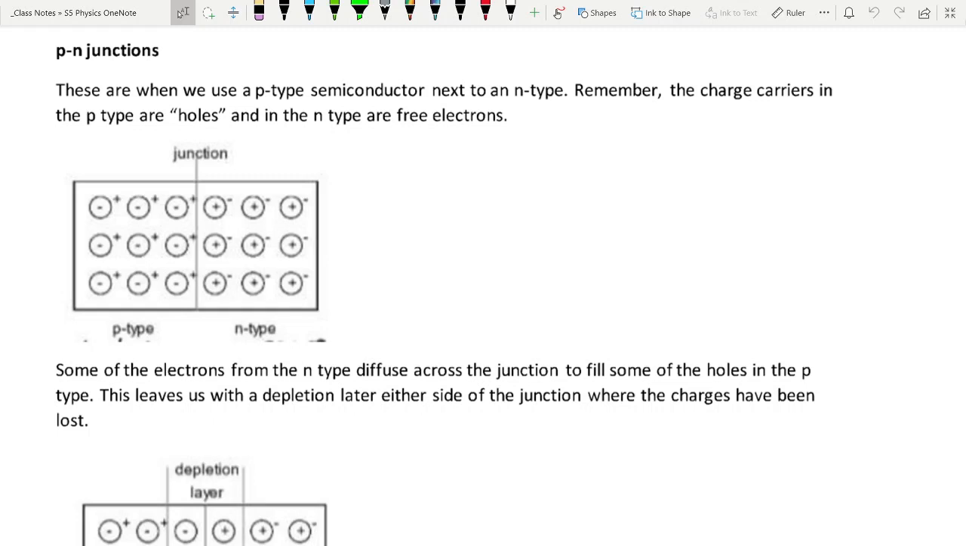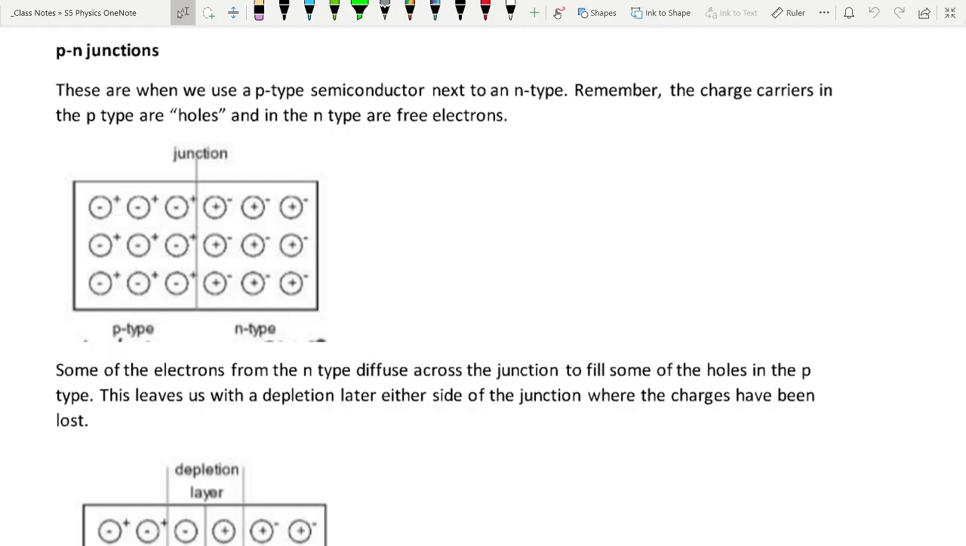Right, okay. So, putting these two together. So a p-n junction is what it says on the tin, a p and an n-type together. Okay, so here's our p-type with our positive holes. Here's our n-type with our negative extra electrons in the conduction band.